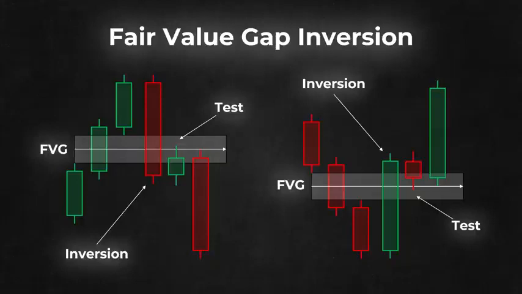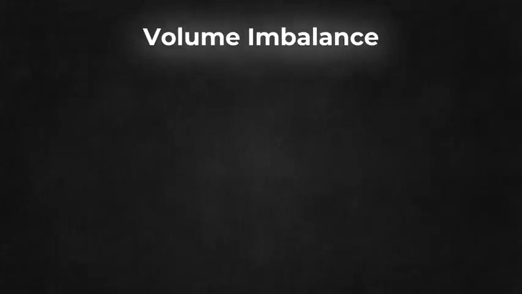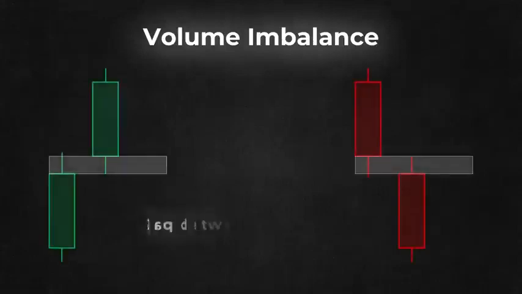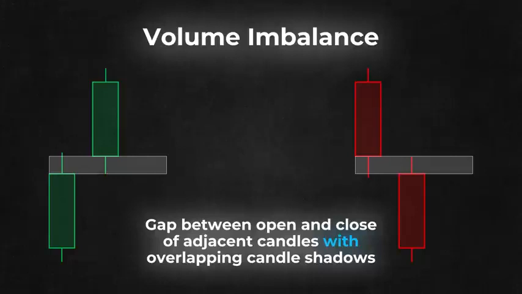Beyond fair value gaps, ICT's method also points to other types of related concepts, namely volume imbalances and gaps. A volume imbalance happens when there is a gap between the open and close of adjacent candles, although there is trading activity within the gaps since candle shadows overlap.